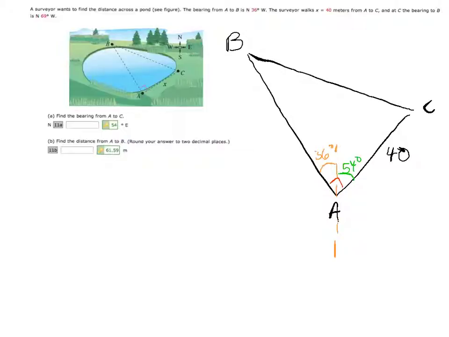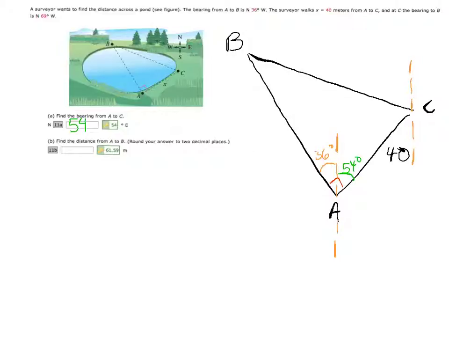Okay, so that means our bearing from A to C would be north 54 degrees east, which would be our answer right here. But the big thing that we had to do is draw in a vertical line, because when we're dealing with bearings, you always have to measure from your vertical. So if we draw in these vertical lines here, then we can also draw in a vertical line up here at C, because we're going to need to figure out what this angle is inside here.